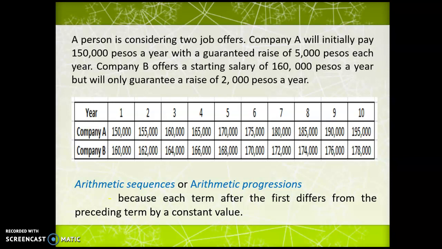So what are the other examples of arithmetic sequences? You can have the counting numbers, right? 1, 2, 3, 4, 5, 6, 7, 8, 9, 10, and so on. What else? The even numbers, the odd numbers, right? Okay, so proceed.